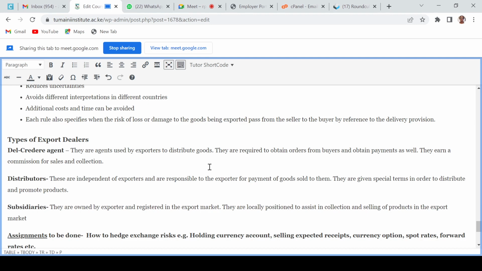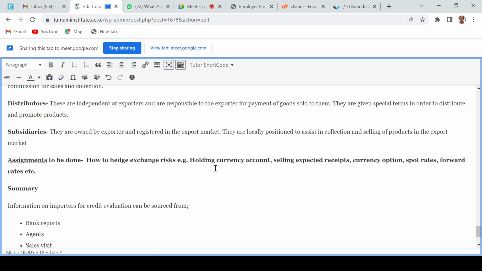Del Credere, we have said, they distribute the goods. They also collect on behalf of the exporter, and they earn a commission for sales and collection. The other, distributors, buy the goods directly from the exporter. He markets the goods, he sells the goods, and of course, they pay for the goods. Subsidiary, you create a company in the foreign country, and then you sell your goods through that subsidiary.